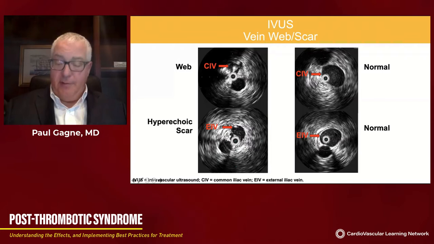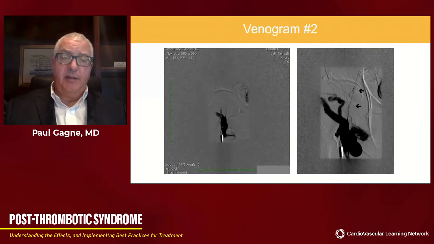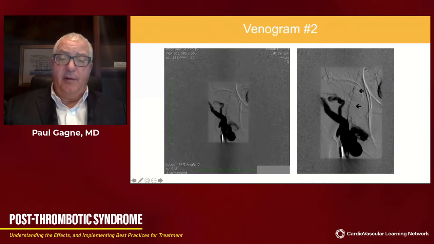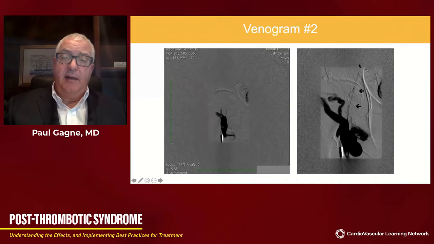So the post-thrombotic disease occurs in various shapes and forms, from very obvious total occlusions to more subtle findings that can be clinically important. Here's a patient with essentially a near total occlusion. You see filling of the common femoral vein here with a small lumen of residual common femoral vein and external iliac vein and then robust collaterals from a chronic occlusion.